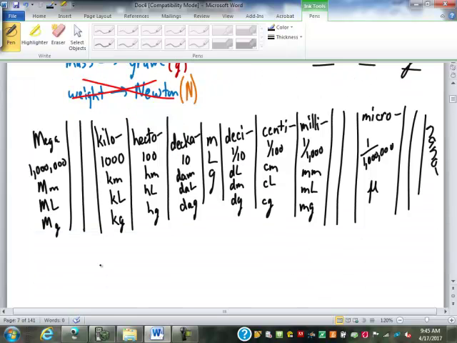A megagram actually has another name. It's often referred to as a metric ton. It is 1,000 kilograms. So they don't really think of it as 1,000,000 grams. They think of it as 1,000 kilograms, which is the same thing. 1,000 kilograms is a million grams, but they call that a metric ton.